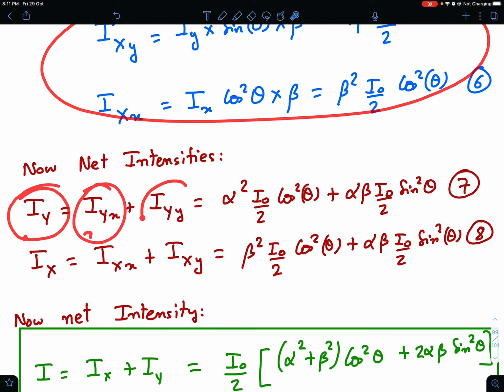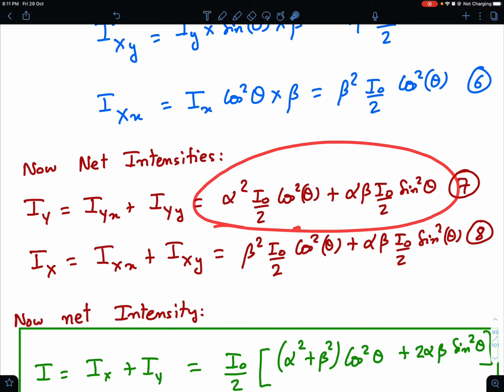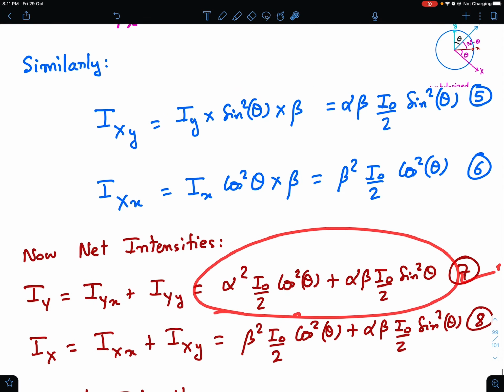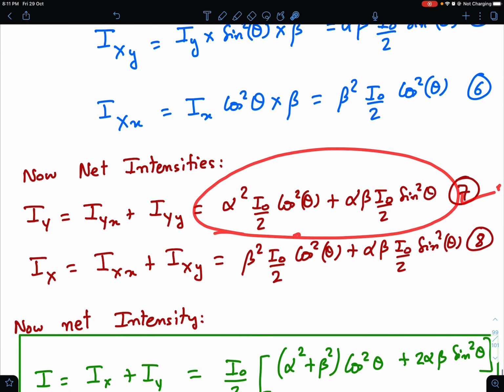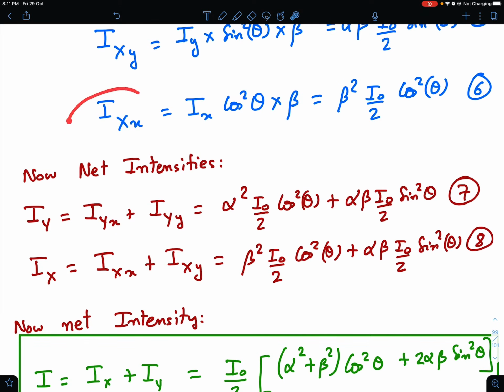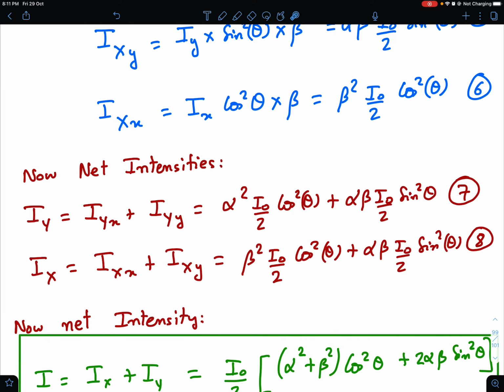So from the capital Y direction, energy transmitted is I capital Y X plus I capital Y small y, right? And this is just a matter of substitution. This is what you get. Okay, so added these two things, alpha square I naught by 2 cos square theta plus alpha beta I naught by 2 sin square theta. So that's what I've written. Similarly, I found I capital X small x.